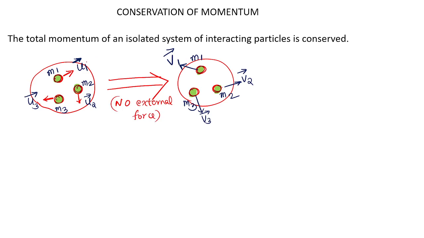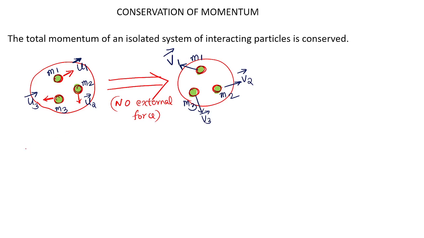So the conservation of momentum says that the total momentum of an isolated system, meaning no external force acting on the vessel, is conserved. The vessel contains two or more particles having some velocities, and that velocity changes with respect to time. If there is no external force, the initial momentum is equal to the final momentum. That is the conservation of momentum: the total momentum is conserved.